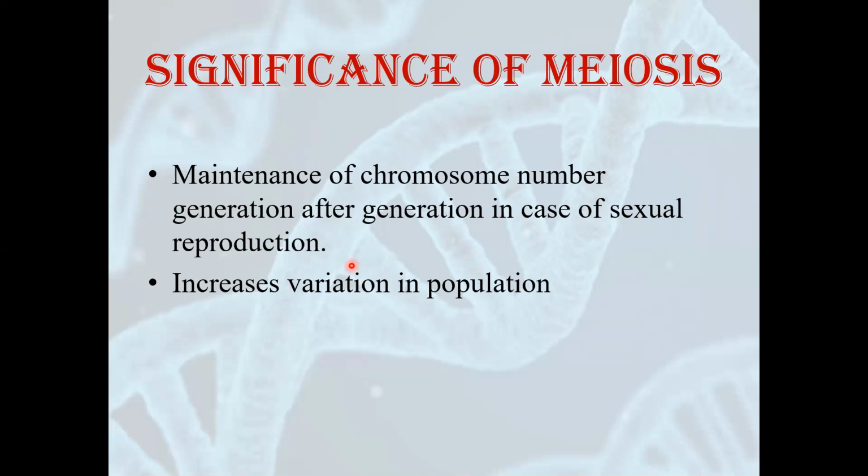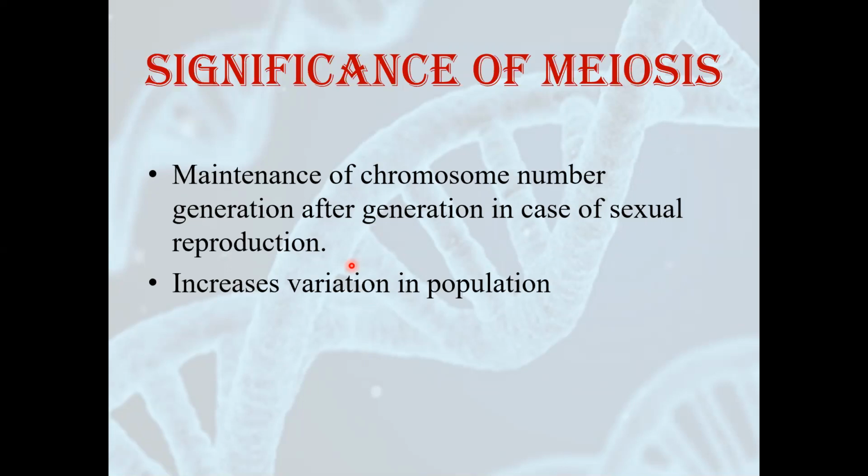Okay, now how does it maintain the number? Meiosis occurs in sperms and eggs. Sperms will have a haploid chromosome number. Let's take the exact number, 23 chromosomes. The egg will also have 23 chromosomes. When fertilization occurs, sperm and egg will fuse together. So 23 chromosomes from the sperm and 23 chromosomes from the egg will combine together and form 46 chromosomes. So the next generation will have 46 chromosomes. The zygote will have 46 chromosomes, and hence the number of chromosomes will be maintained.